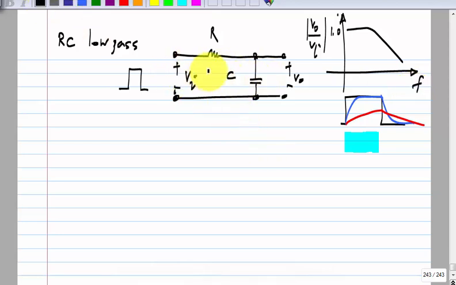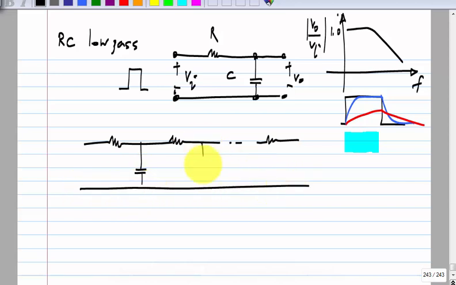And in many cases this is not a good approximation, lumping everything into a single R and a single C. So, you have to make the network distributed, because the capacitance is distributed everywhere along the line. It is not as though it is terminated by a capacitor. So, what will the frequency response of this look like?